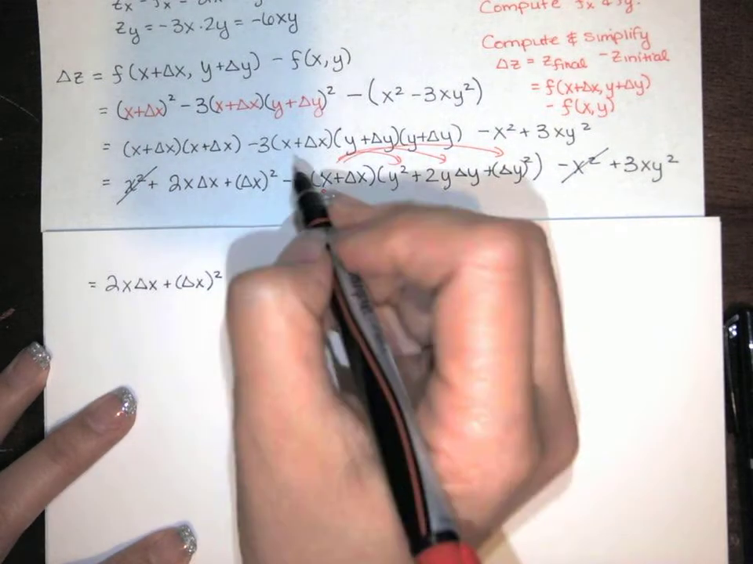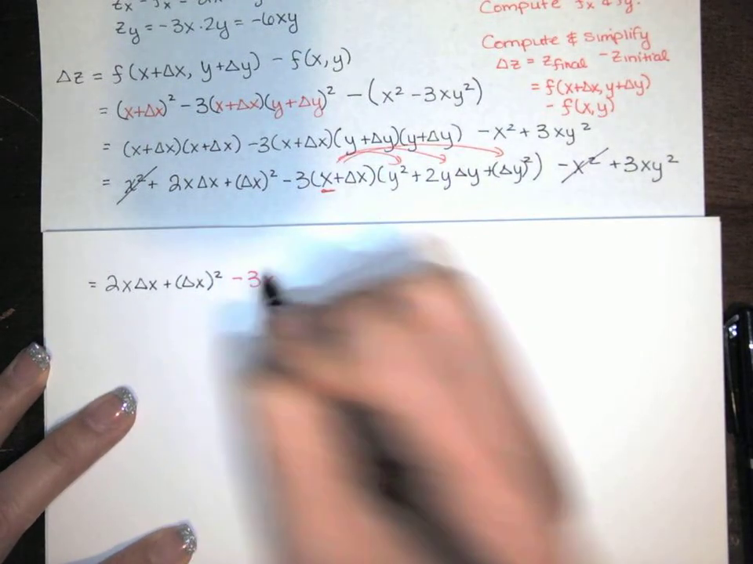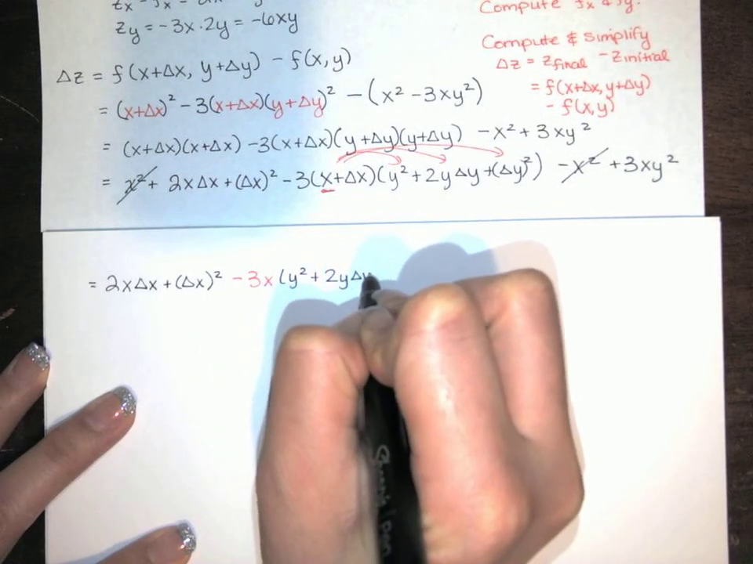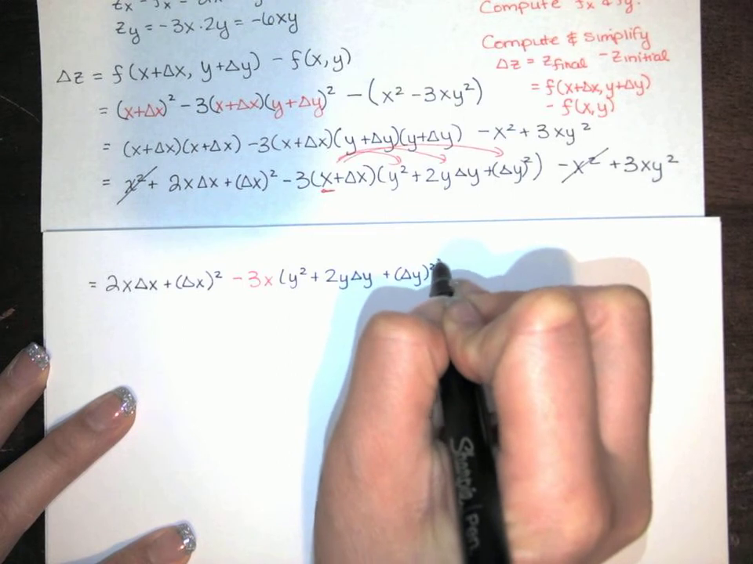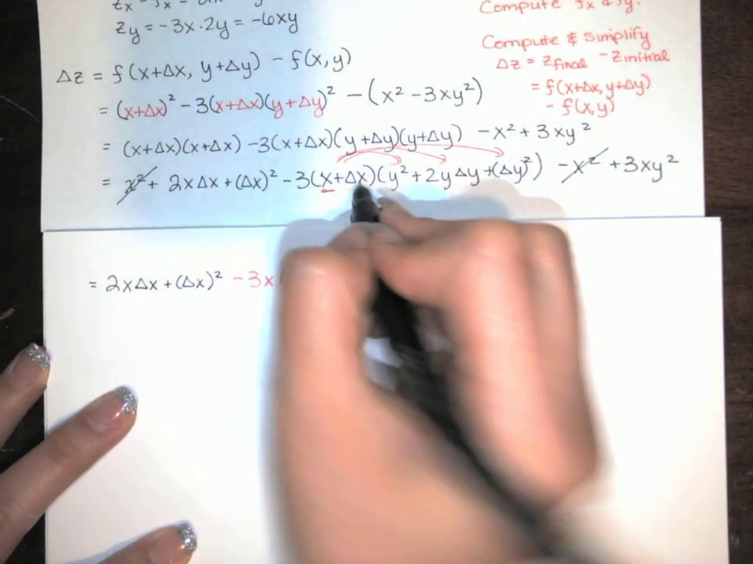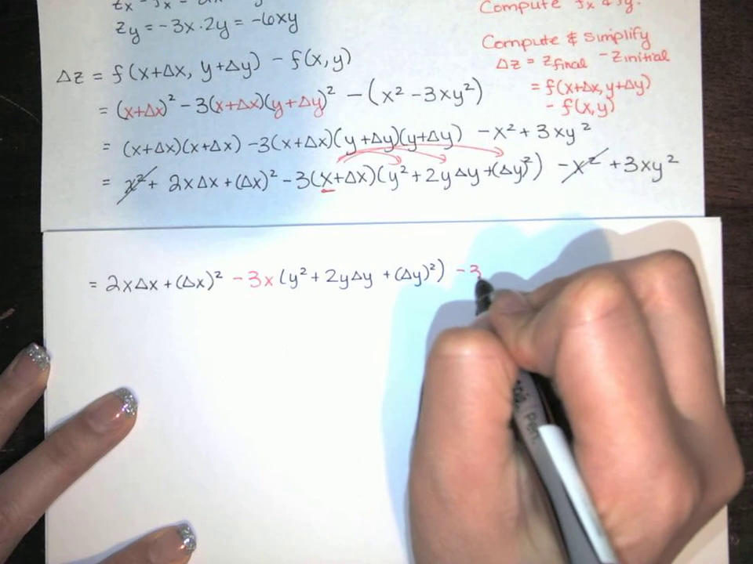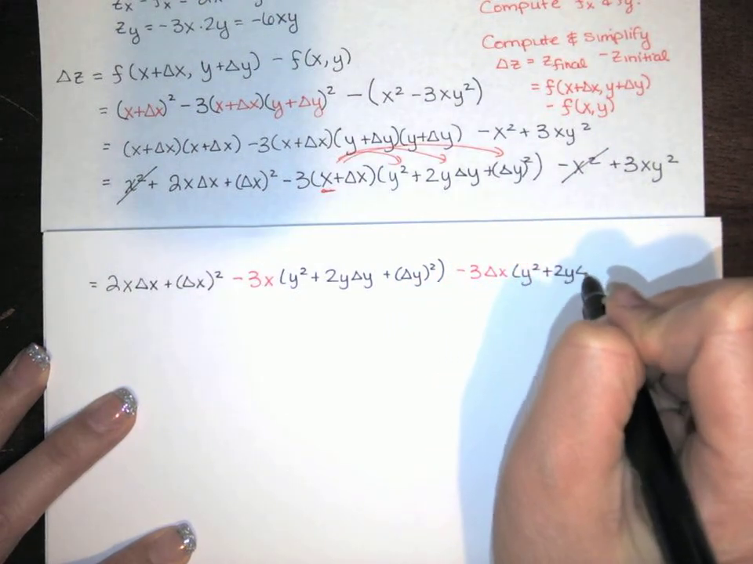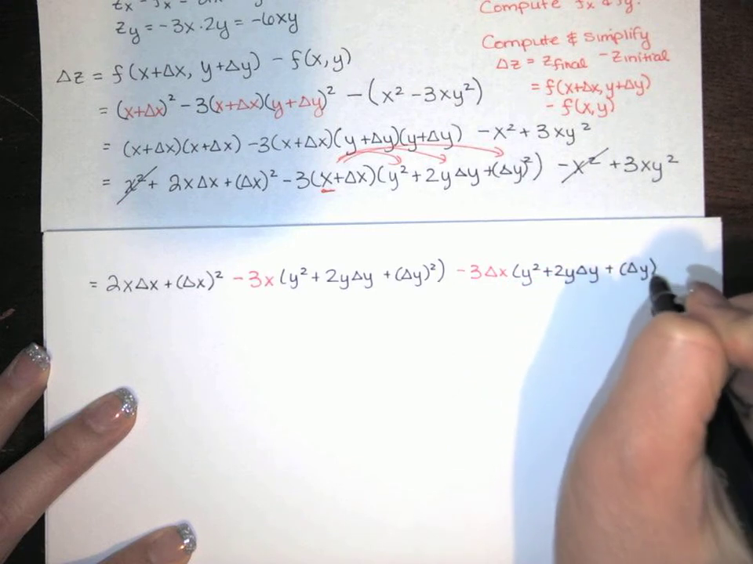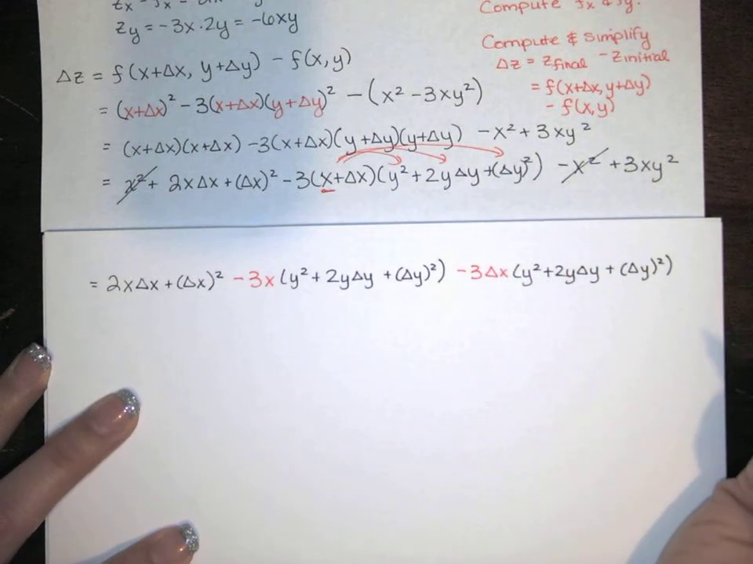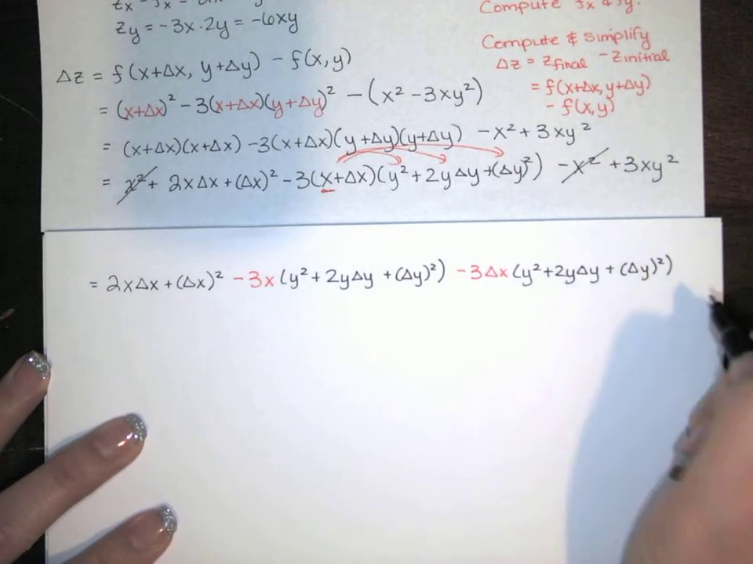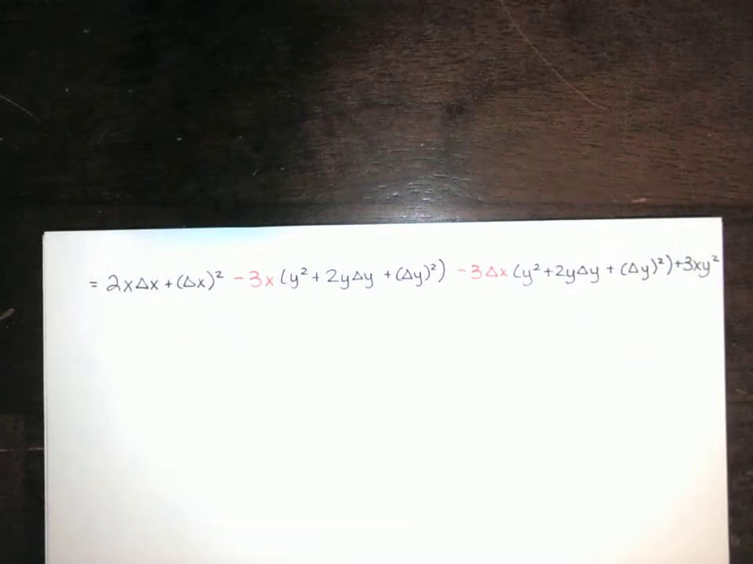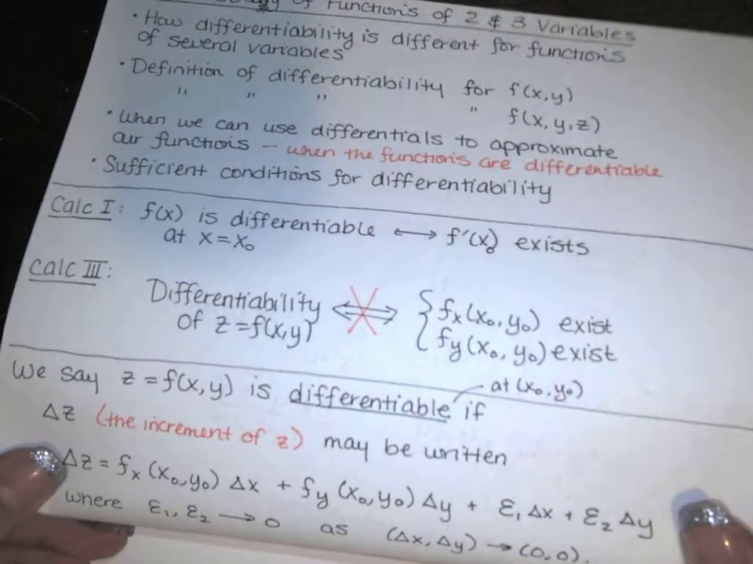Actually, I think I'll just write it down. I have negative 3x times the trinomial. And then I have minus 3 times delta x times the same trinomial. You're saying, oh my goodness. Yes, me too. Plus your 3xy, or 3xy squared. Okay. Keep going. And remember what it means to be differentiable.